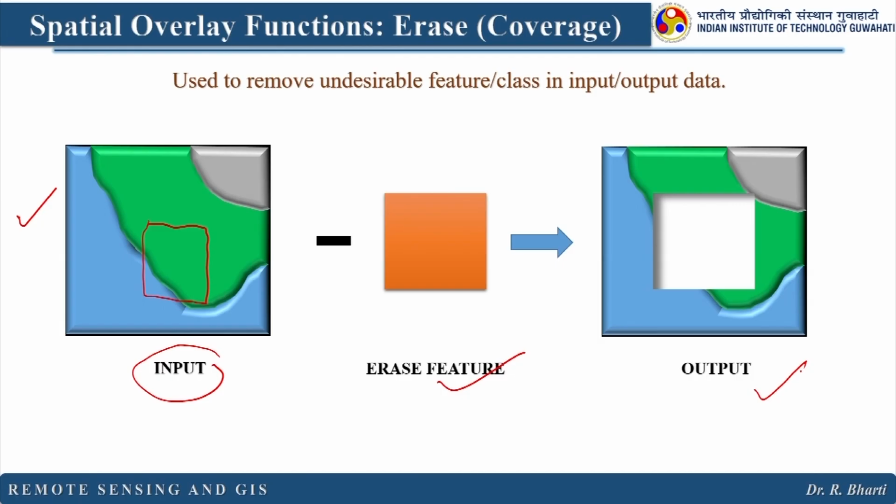So assuming a problem where you have generated the land use land cover and you don't want a class for water. So then what you will do? You will digitize all the water boundaries in GIS, and then you will create that as a erase feature or maybe a mask, and then you will mask out this original image, that means your classified image, and then you will get your output without that class. So this kind of application you can always think of in remote sensing and GIS.